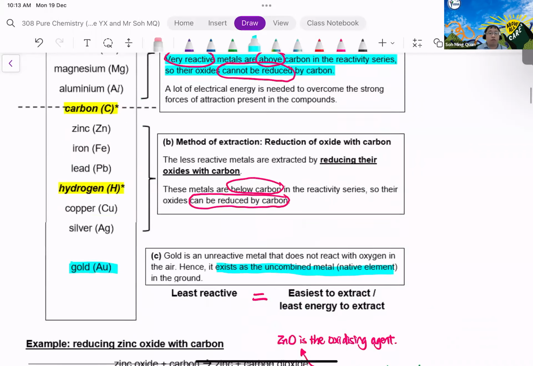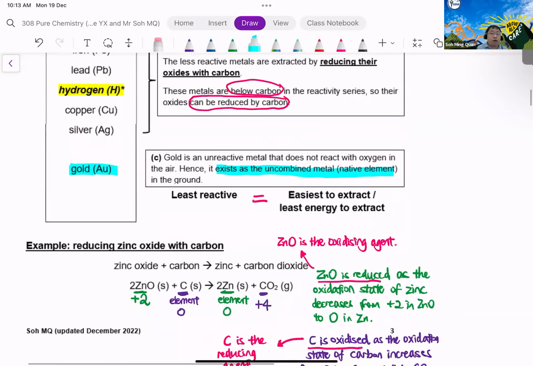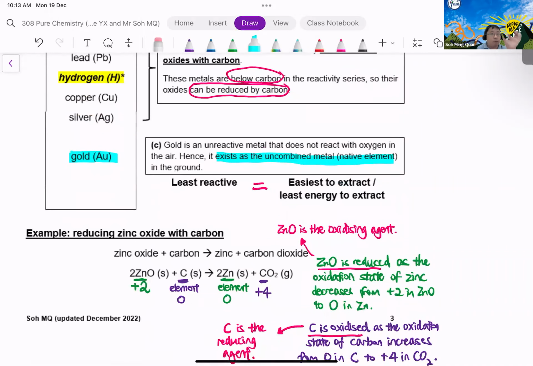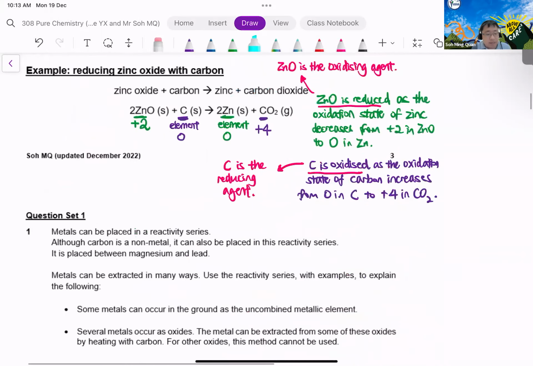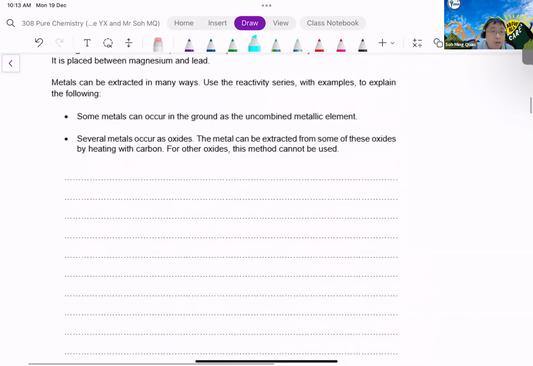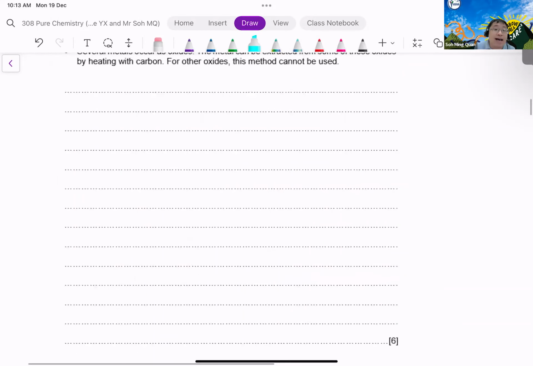And we have also gone through the redox reaction involving reducing the oxide with carbon. You must make sure you can explain this in terms of redox. All right. Now, there are a few questions here, which I will not go through now. I will go through them when school starts, when I teach this in class again, but I would like you to try it. So as you can see, the first question is a typical essay question.